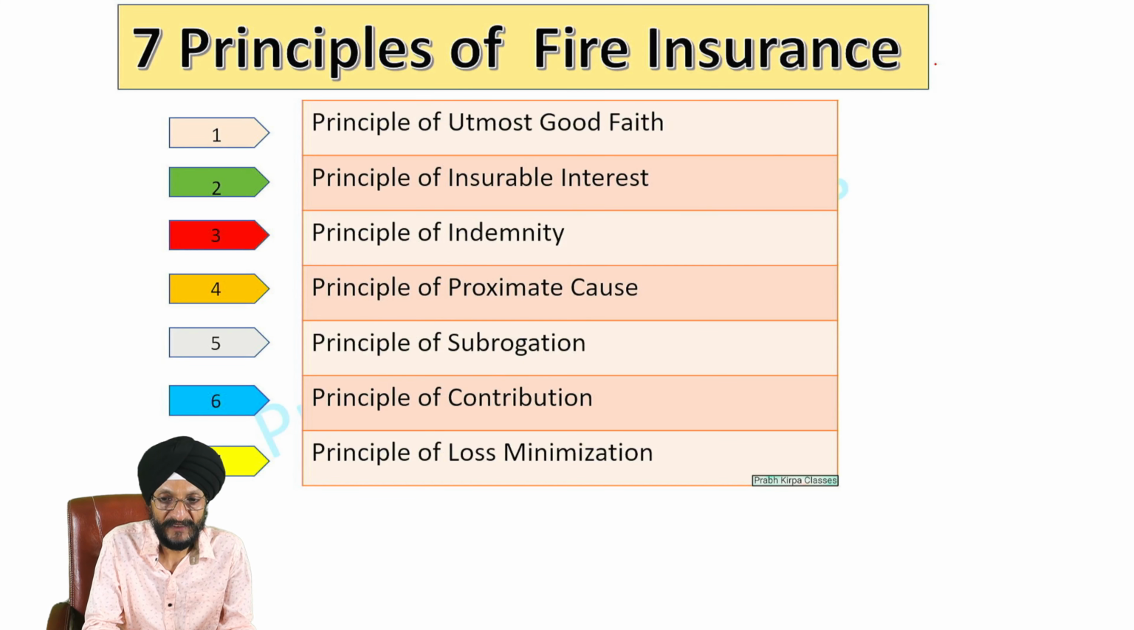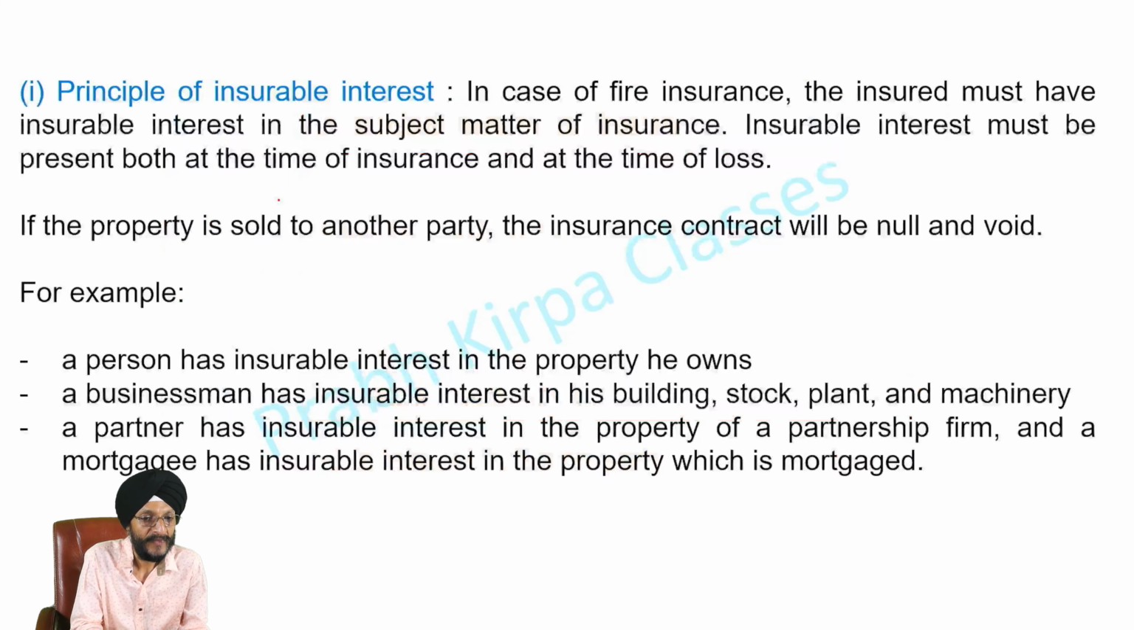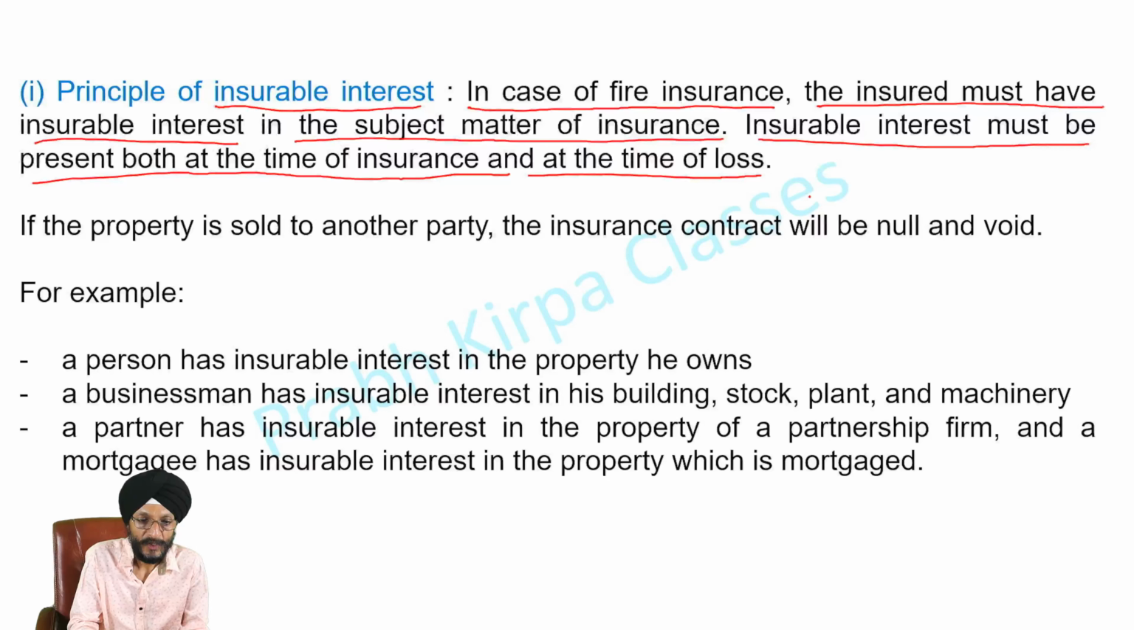Then these are the 7 principles of fire insurance, and we will discuss each of these principles one by one. First is the principle of insurable interest. We have already discussed this principle in detail in our previous course. In the case of fire insurance, the insured must have insurable interest in the subject matter of insurance. Insurable interest must be present both at the time of insurance and at the time of loss.